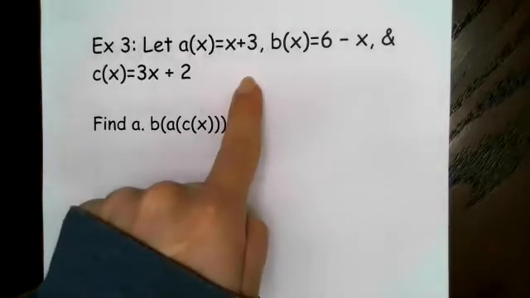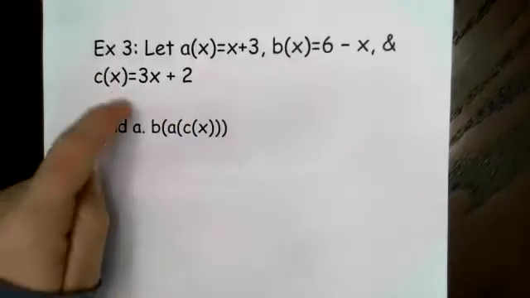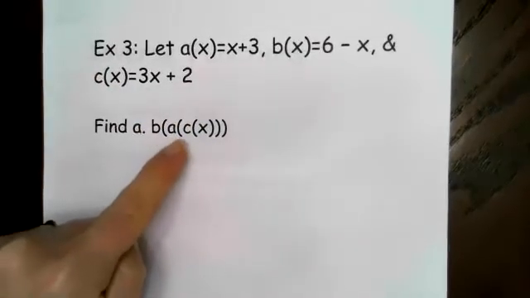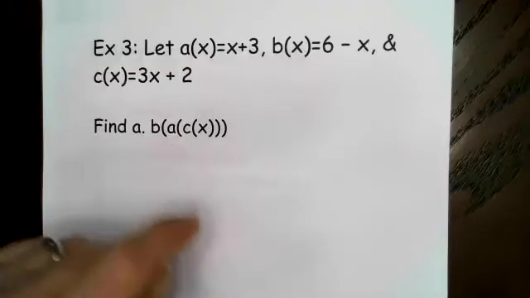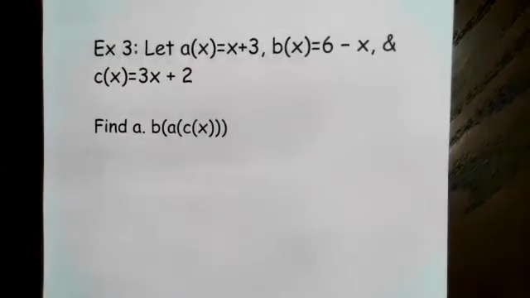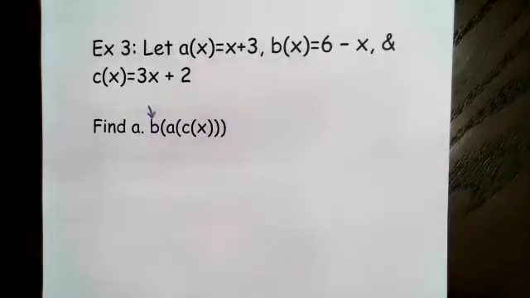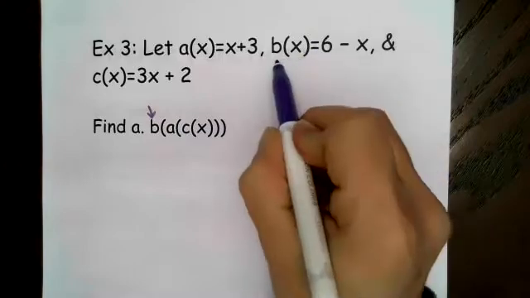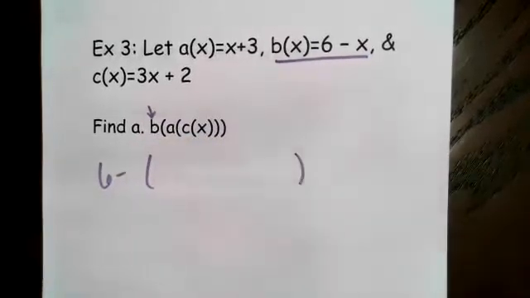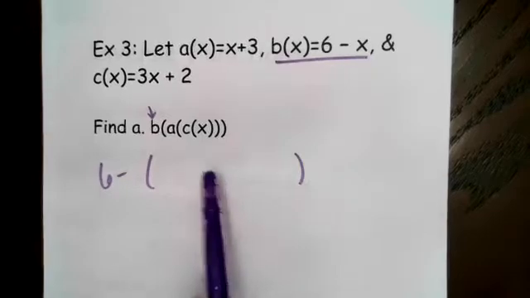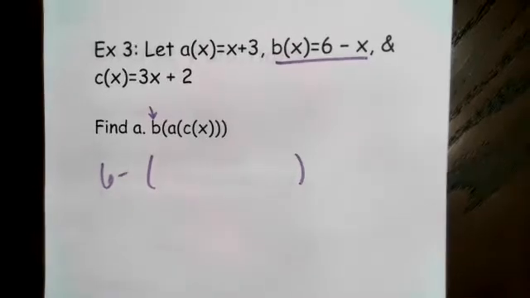So here I have a of x, b of x, and c of x. And I want to find b of a of c. So it's not harder, it's just a little bit more complex where I have more things that I have to plug in. So I'm going to start with my outside function, which is b, which is 6 minus x. So I have 6 minus x.